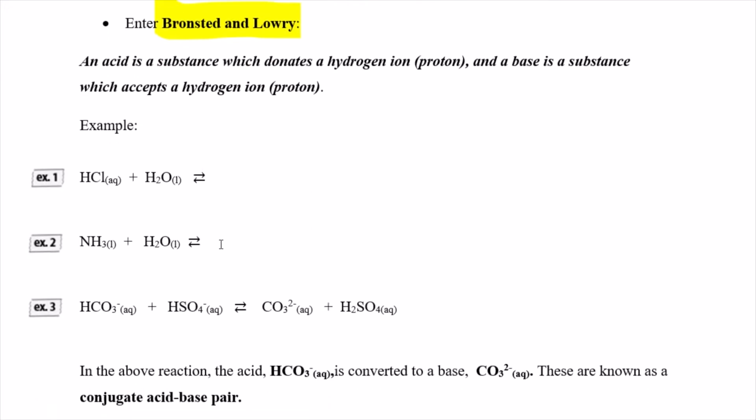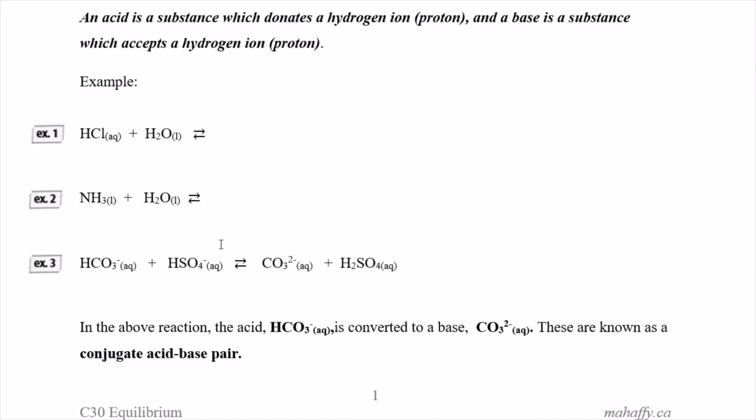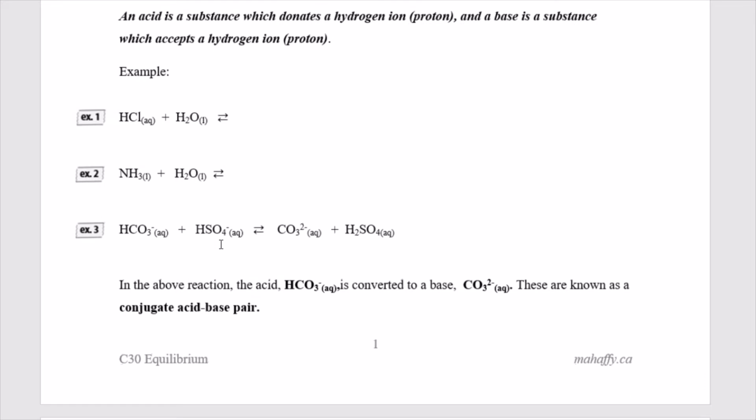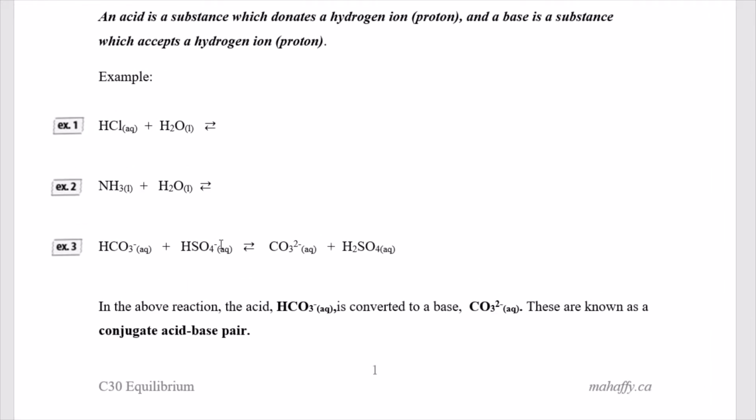The Bronsted-Lowry definition says that acids are substances which donate a hydrogen ion or a proton, which we could call it, because a hydrogen ion is just a single proton. It doesn't have any neutrons. It doesn't have any electrons. And a base is something which accepts a hydrogen ion or a proton. So really, we're tracking hydrogens now. So let's look at how that works.